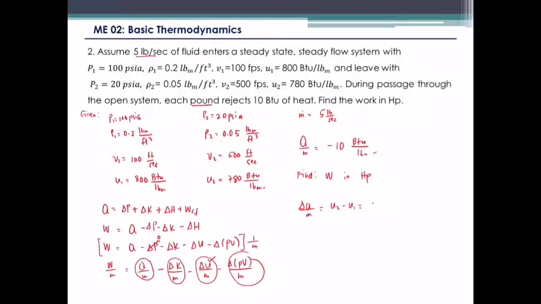U2 is 780 minus U1, 800. So delta U over M is negative 20 BTU per pound mass. So we have now obtained this.